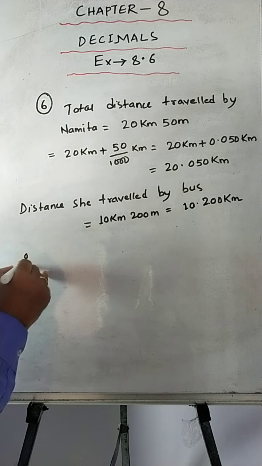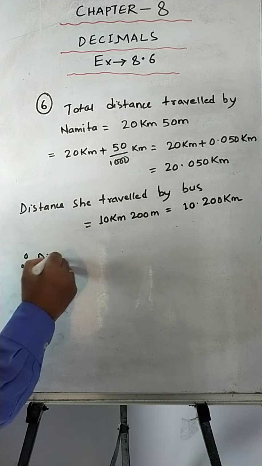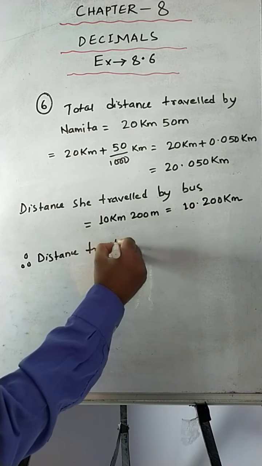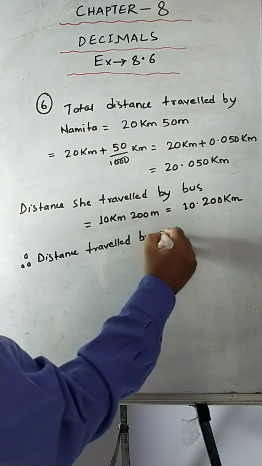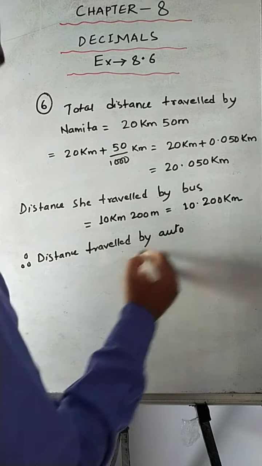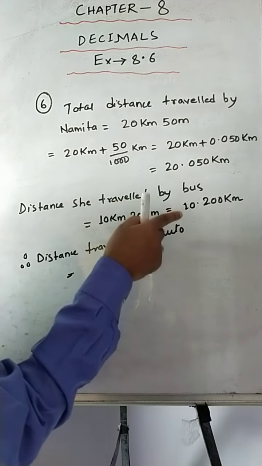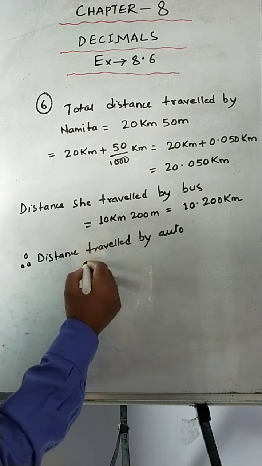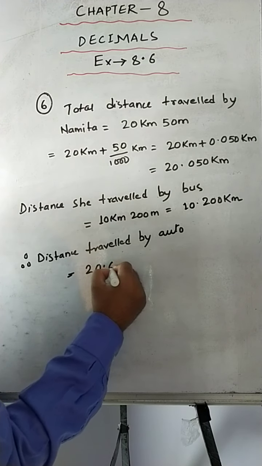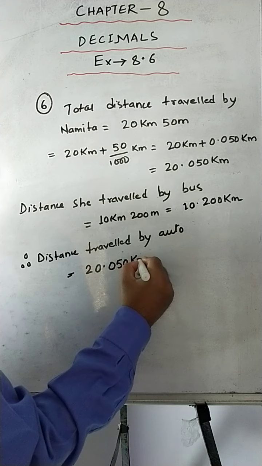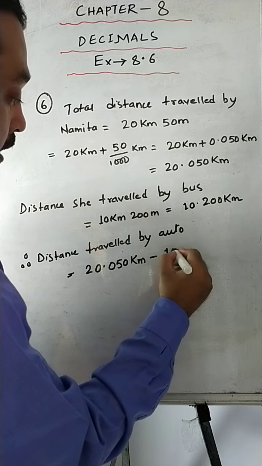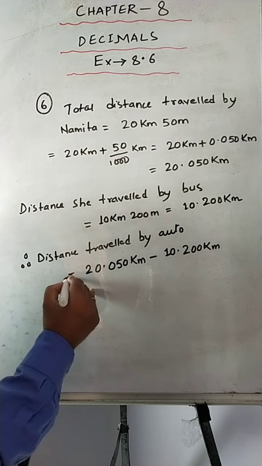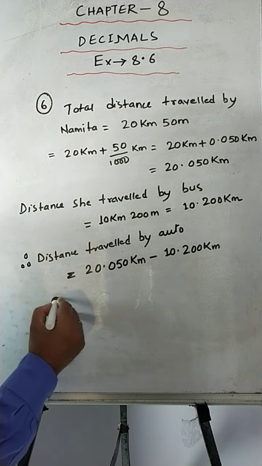Now we have to find out. Therefore, distance traveled by auto, and that would be what? You have to subtract the distance traveled by bus from the total distance. Fine. So that will look like 20.050 kilometer minus 10.200 kilometer. Okay, now you have to do the solution.